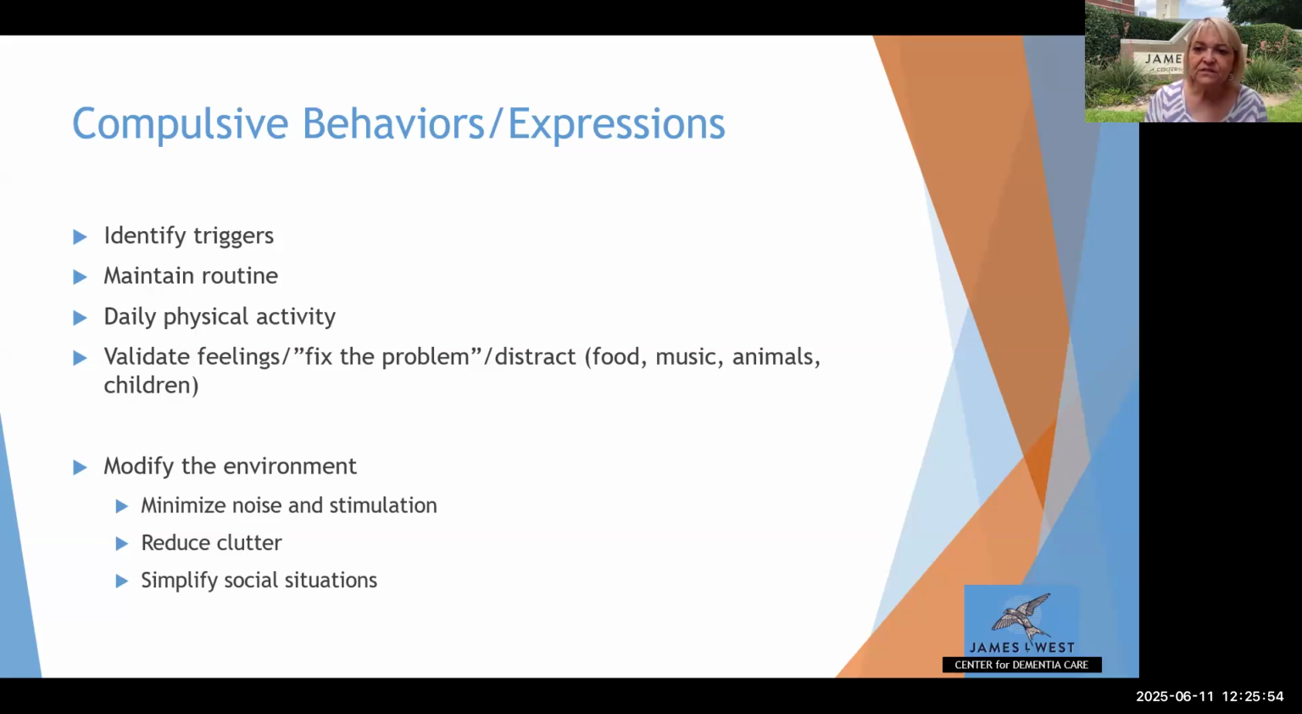Modify the environment. Be careful with noise and stimulation. A person with FTD often has a high startle reflex, where you or I might not even notice the air coming off and on, and we notice that they're over there jumping every once in a while because they're hypersensitive. Reduce clutter and then simplify social situations.